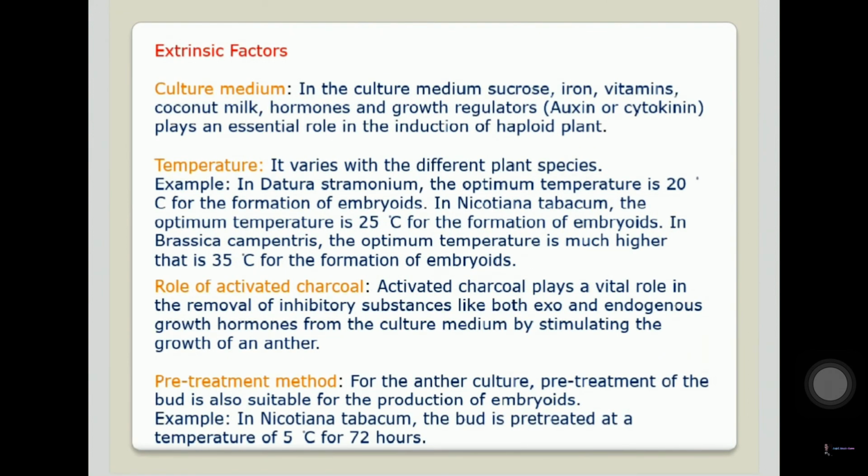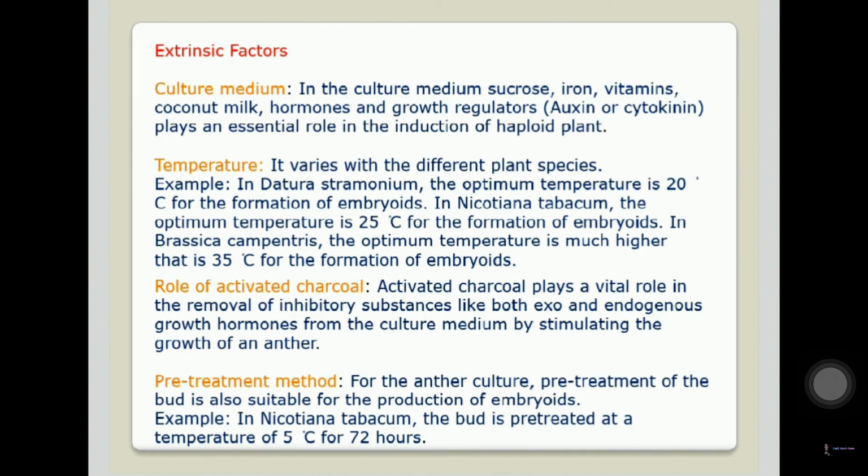Now these extrinsic factors are the culture medium, the temperature, the role of activated charcoal, and the pre-treatment method. In the culture medium, sucrose, iron, and growth regulators like auxin and cytokinin are very important. They play an important role in forming haploid plants from the diploid one naturally. Then temperature varies with the different species, as in the example you can see of Datura.